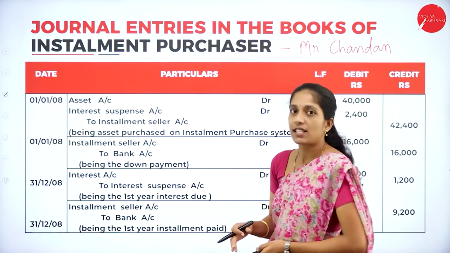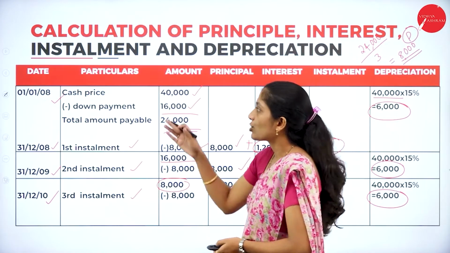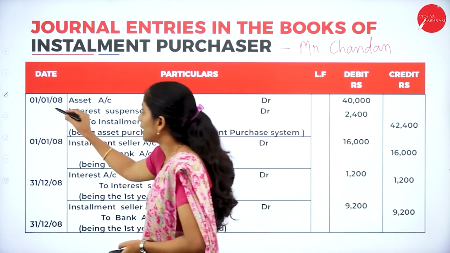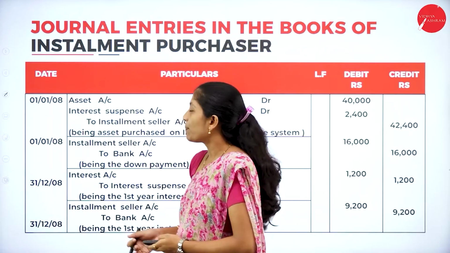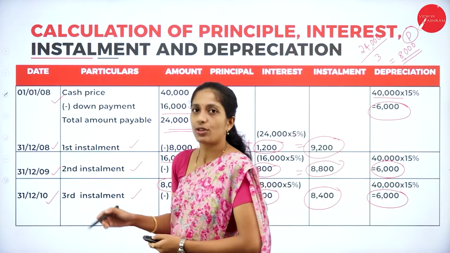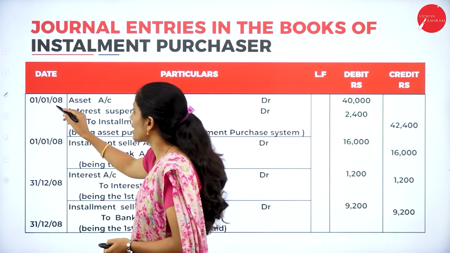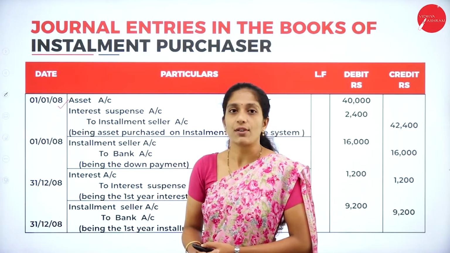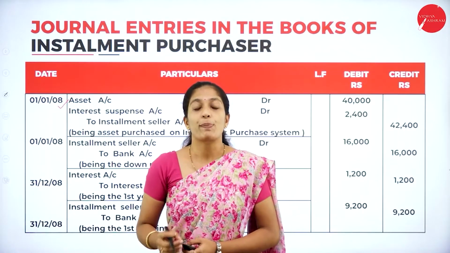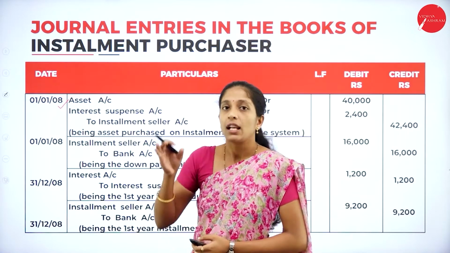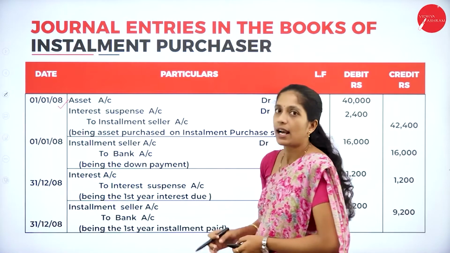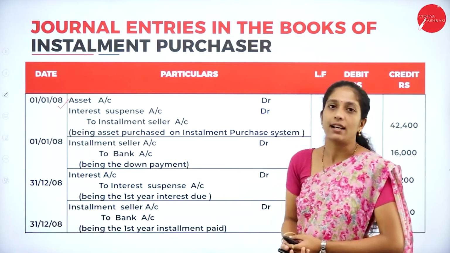Now coming to the first year, when did we purchase the asset? On 1/1/2008. Now we shall start with recording the first entry. So record this date, 1/1/2008. Record the entry for purchasing of asset. So what is the entry? Asset account debit, interest suspense account debit, to installment seller account.